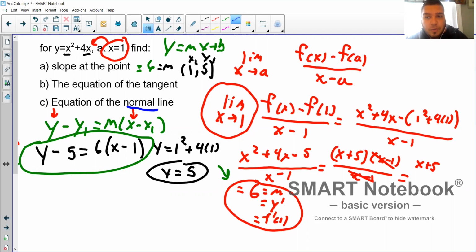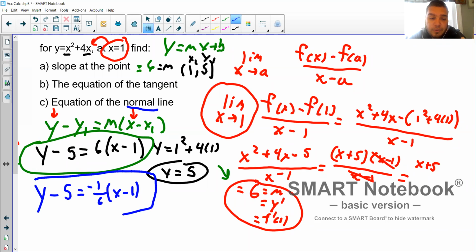What's really good about point slope form is I don't have to find a new y-intercept as if I were using mx plus b. All I have to do is change the slope into the negative reciprocal. The point stays the same. So my answer for C is just y minus 5. The y coordinate is still the same. I need a negative reciprocal of 6 over 1, so that's negative 1 over 6, times x minus 1. My x coordinate stayed exactly the same. And that's it. We have the normal line right here.